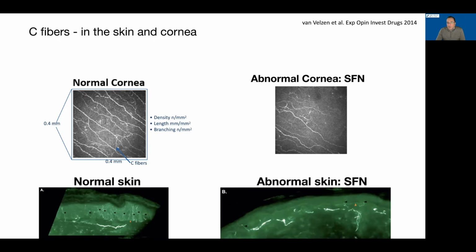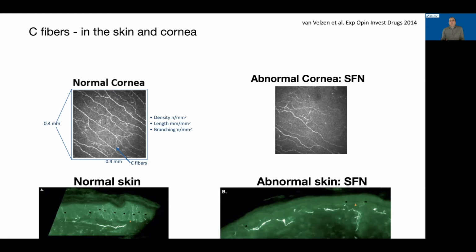On the right side, you can see an abnormal cornea, in the sense that it's a patient with small fiber neuropathy from sarcoidosis, which is a pulmonary disease, but also a metabolic disease that causes the destruction of C fibers in the skin, accompanied by pain. And you can see that this patient had abnormal C fibers in terms of density, length, and branching. But similarly, this patient had abnormalities in his skin biopsy in the bottom. So abnormal skin corresponds to abnormal cornea C fibers.